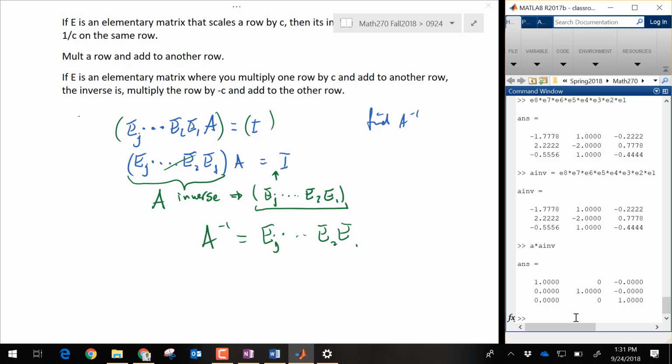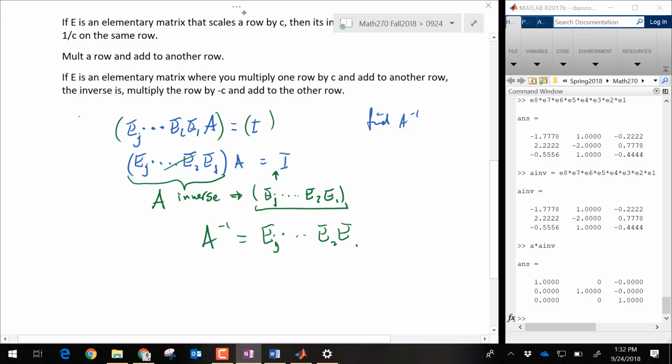So that's our inverse. Our inverse is just all these elementary matrices multiplied together, and then I can also express A. Turns out this is what I was trying to do initially.